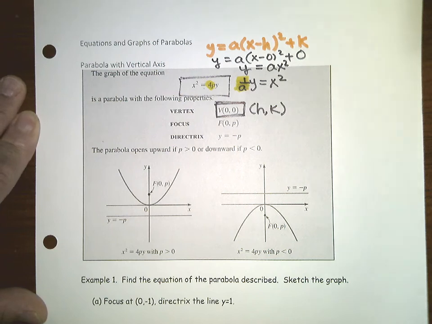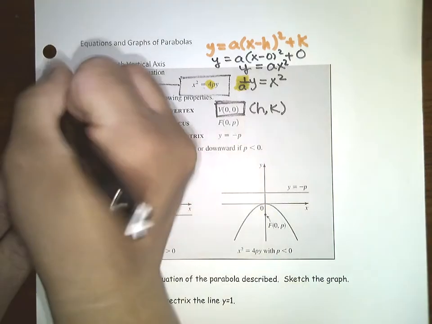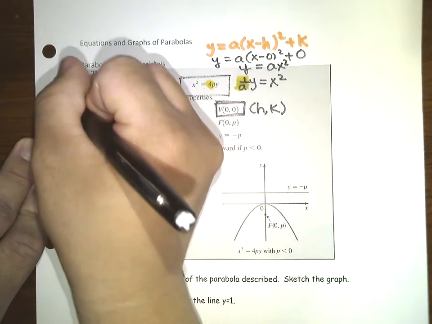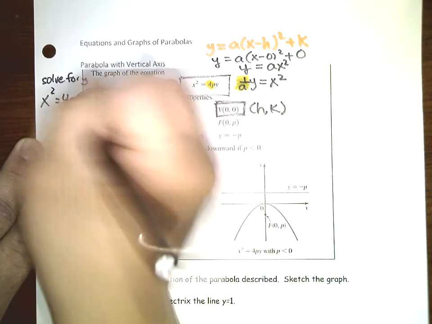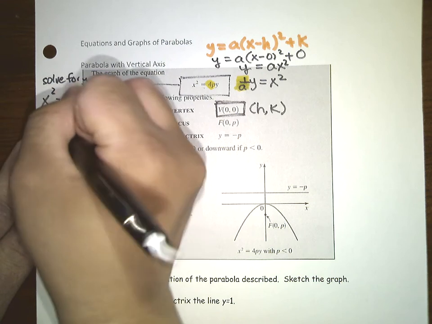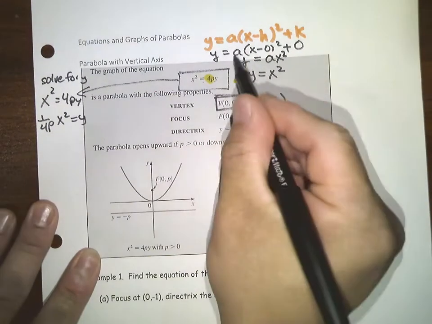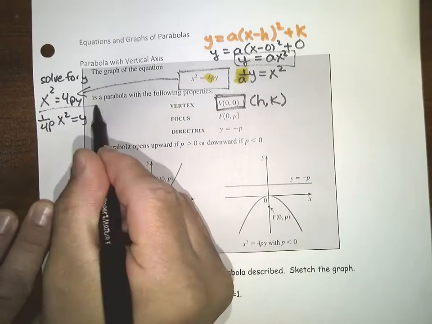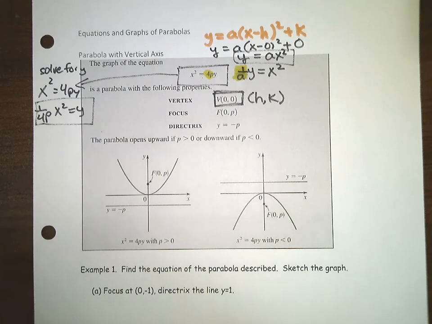All right, so now the other thing that you could notice is that if you took this one here and you had x squared equals 4py, and you solve that for y, then you would have 1 over 4p x squared is equal to y. So you could think of it like that as well, if you want to think of it as y equals instead of x squared equals.